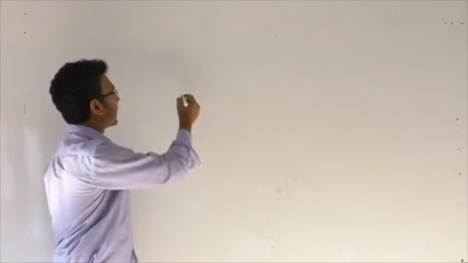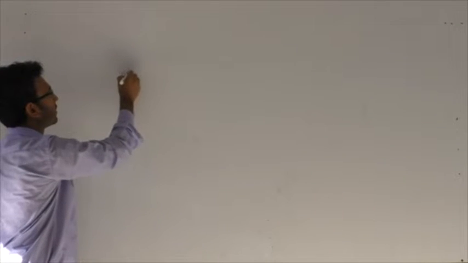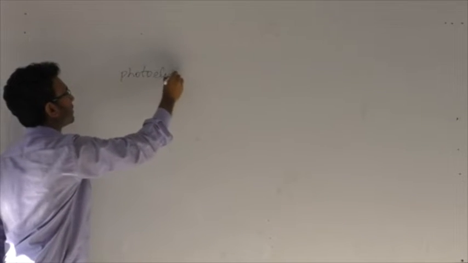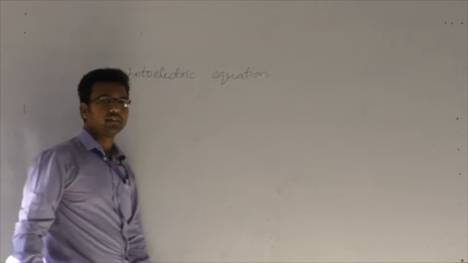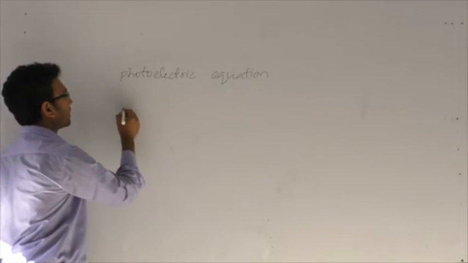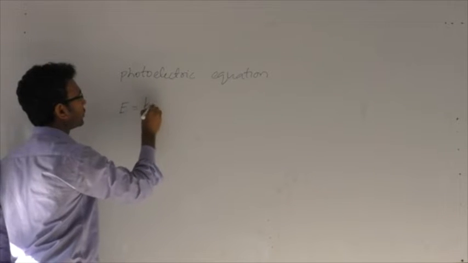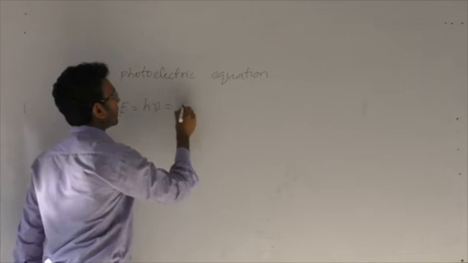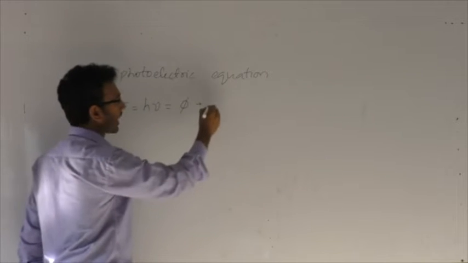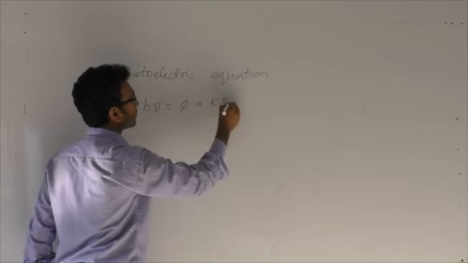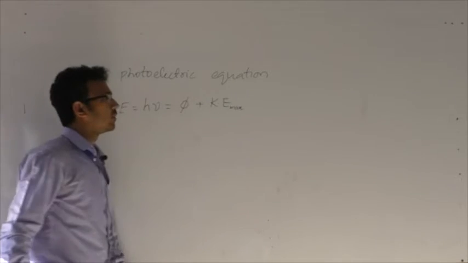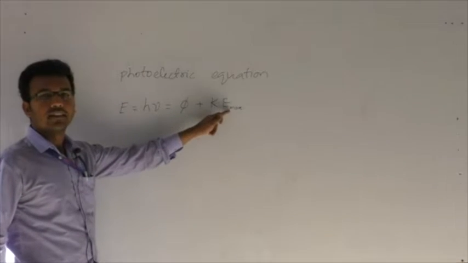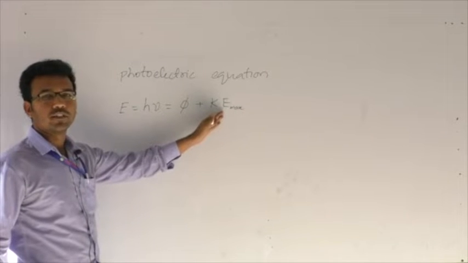Okay, in my last lecture, I was giving you the photoelectric equation proposed by Einstein, which is given by E equals h nu, the work function of a metal plus the kinetic energy of the ejected electron. And I have mentioned KE max. What does it mean? This is the maximum kinetic energy possessed by an electron.